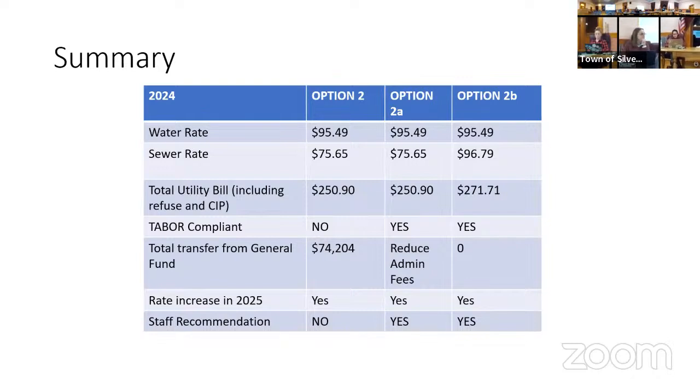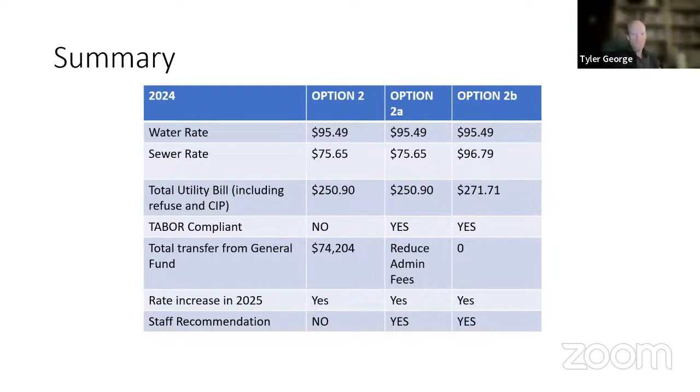But couldn't 2B include adjusting the administrative rates too? Yes, we could adjust the administrative rates too, but if we are covering our deficit, I would say wait until the rate study comes out.